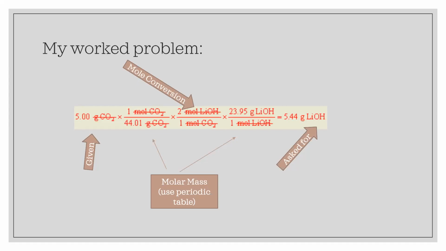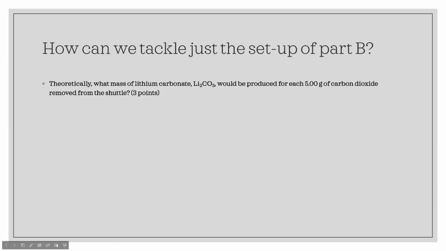Do you have questions about that one? Good so far? Then we're going to move on to question B. And I want you guys to tackle just the setup for question B.